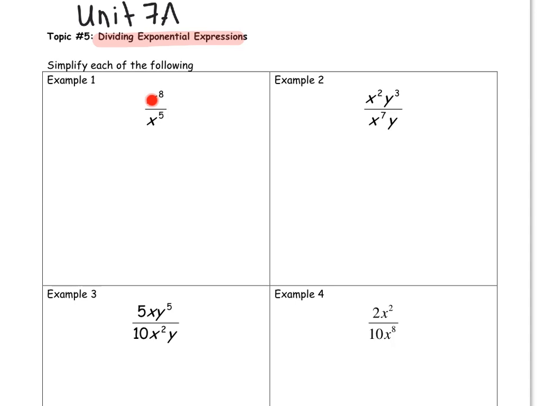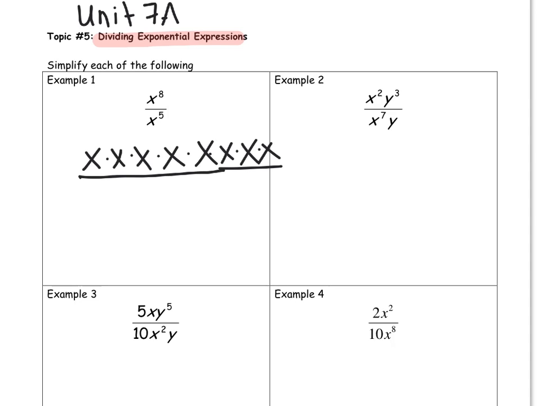We know that x to the 8th power means x multiplied by itself 8 times, and I'm going to write that out. So I'm going to put my fraction bar, and I'm going to write x times another x 8 times. 1, 2, 3, 4, 5, 6, 7, 8. Do I have 8? 1, 2, 3, 4, 5, 6, 7, 8. Okay, and then the denominator, x 5 times. 1, 2, 3, 4, 5.